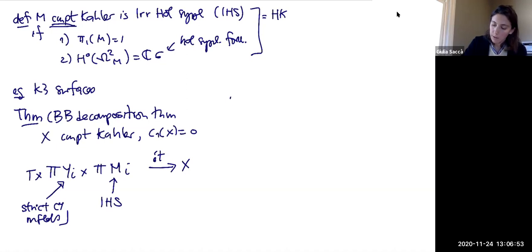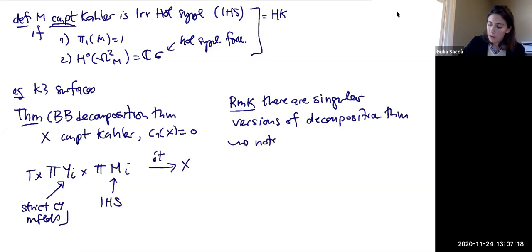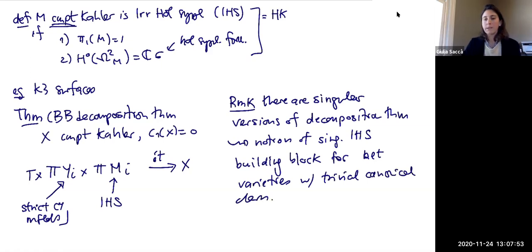Okay, and so maybe let me just make a remark that people have started to think about singular versions of this theorem, of the decomposition theorem. And in particular, there's a notion of singular irreducible holomorphic symplectic variety, which are part of the building blocks for Kawamata log terminal varieties with a trivial canonical class. It doesn't really matter what these things are.